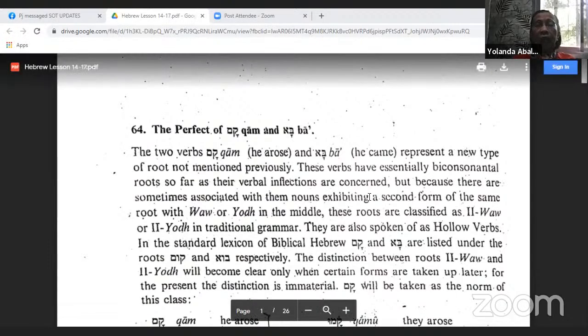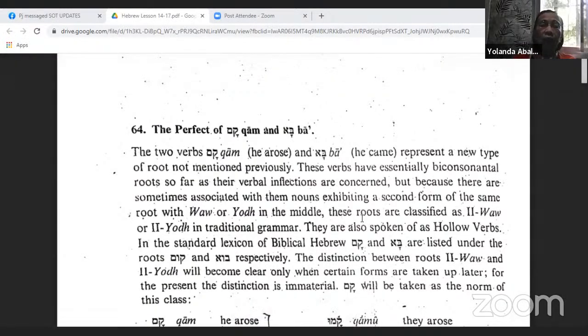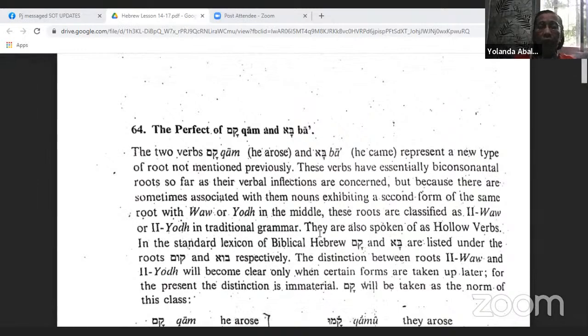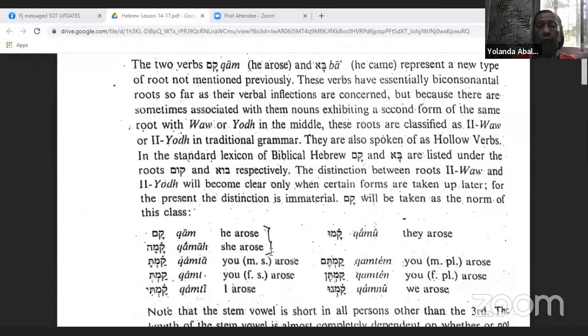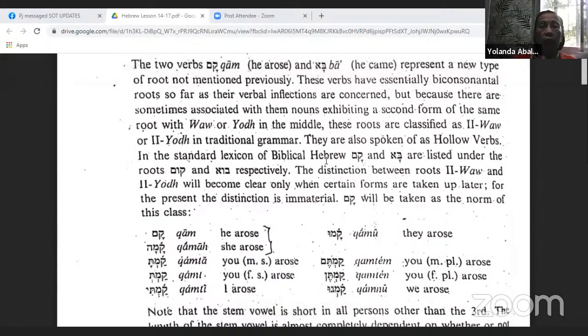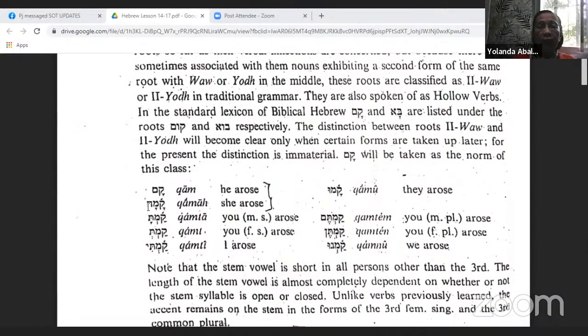Okay? So, meron tayong classified root words na tinatawag vav and yod. Alright. Importante po na makita nyo saan ginagamit itong vav and yod. Karamihan po sa mga salita ay may vav and may yod. Okay. Present distinction in material is come. It will be taken as in the normal of this class. Alright. Tingnan natin.